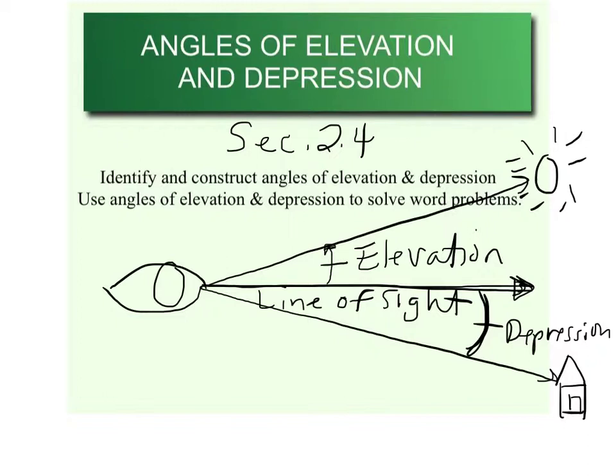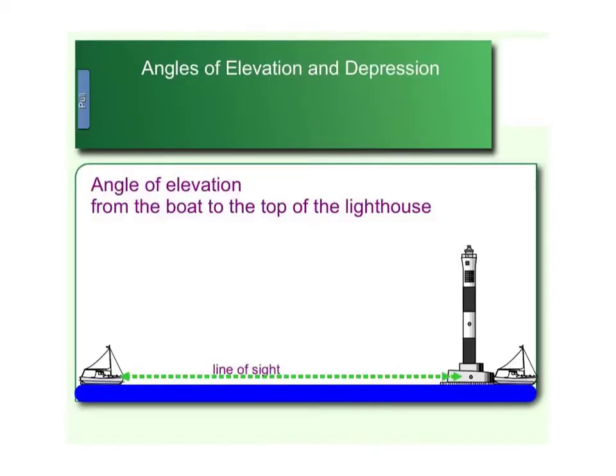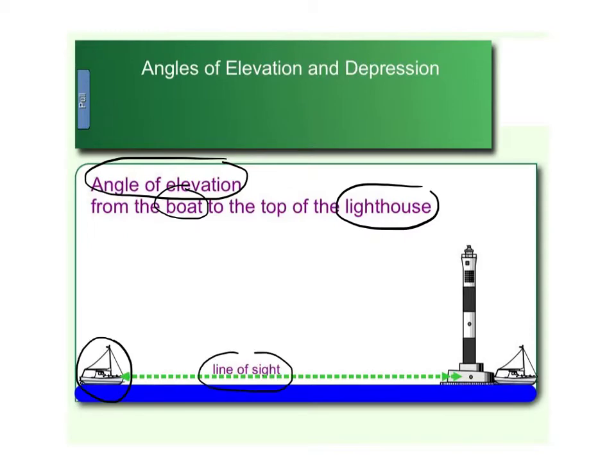So let's look at a problem and see what they're asking us to do. Angle of elevation from the boat to the top of the lighthouse. So they're asking you to create an angle of elevation from the boat to the top of the lighthouse. So we're here at the boat. If you notice, they have drawn out your horizontal line of sight for you. Someone's on the boat and they're looking straight ahead. That's considered their line of sight.